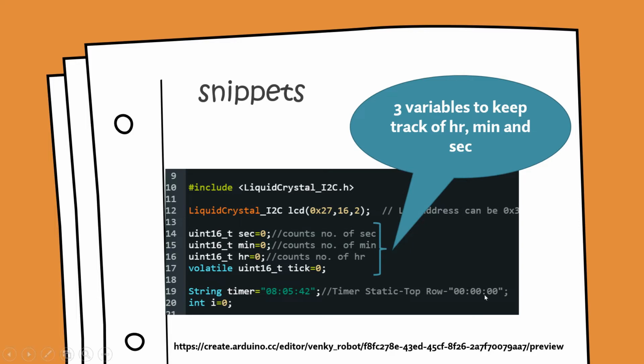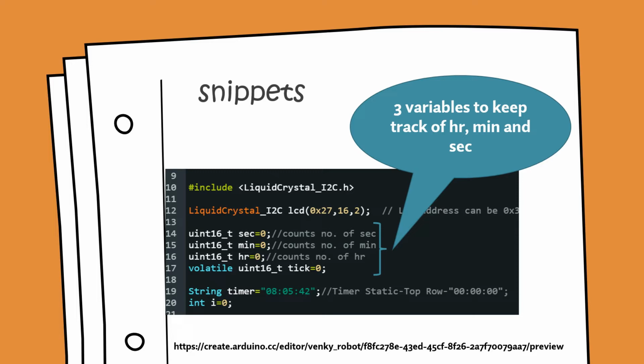The first step of course is to include the liquid crystal library for I2C LCDs. Here is the address of it, 0x27, and it's a 16x2, or 16 column and 2 row, LCD. Now we have three variables. These are basically the variables which keep track of the number of hours, the number of minutes and the number of seconds, and we have declared all these as unsigned 16-bit integers.